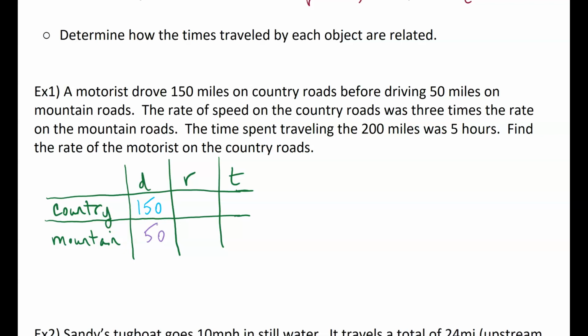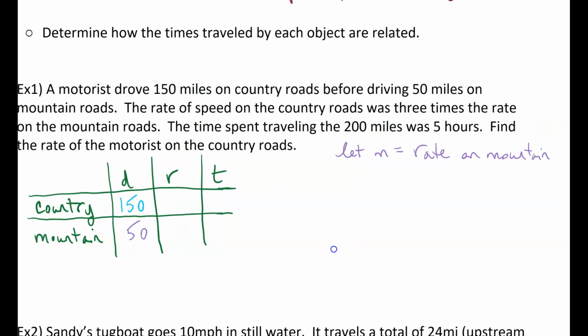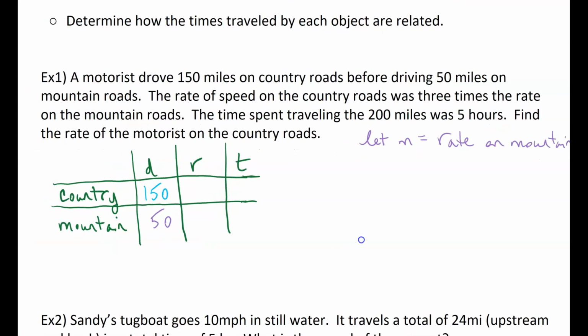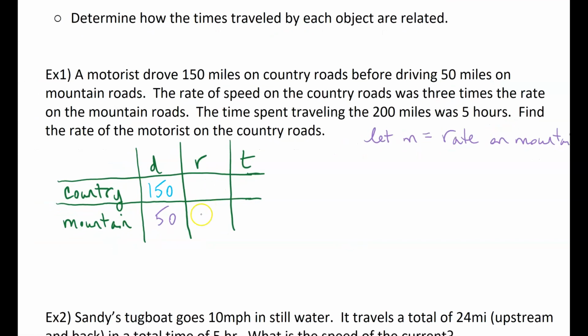So what do you do when you don't know what something is? Give it a variable. Okay, so I'm going to let m equal rate on mountain road. Okay, so the rate on the mountain road is now m. And so what does that mean for the rate on my country road? 3m. It's going to be 3m.